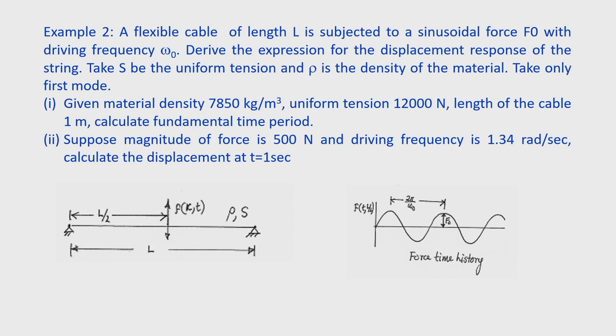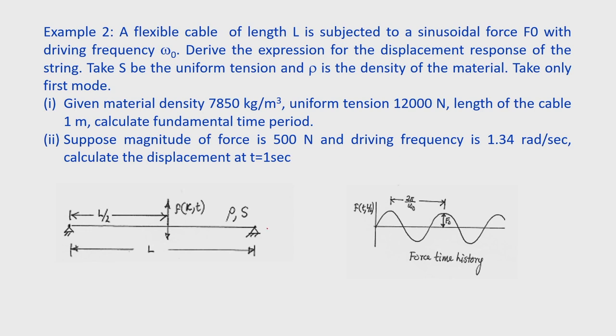So first we will derive the expression and then we will calculate other parameters that are required. Given material density is 7850 kg per meter cube, uniform tension 12000 newton, length of the cable 1 meter, we are required to calculate the fundamental time period. If I calculate the fundamental frequency, then the fundamental time period can be calculated. Now suppose the magnitude of the force is 500 newton and driving frequency is 1.34 radian per second. Calculate the displacement at t equal to 1 second.